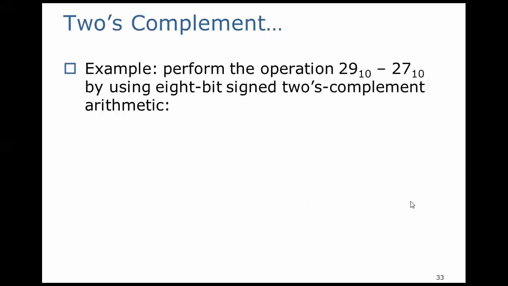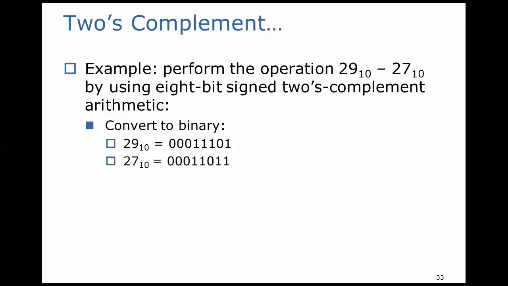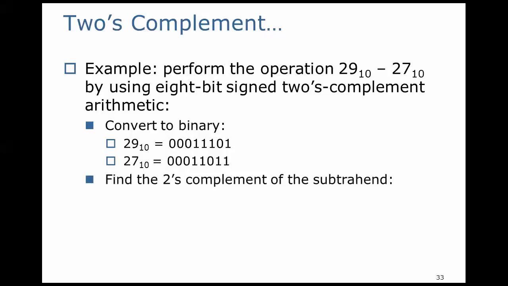Okay, so here's an example. Let's perform the operation 29 base 10 minus 27 base 10 by using 8-bit signed twos complement arithmetic. First we're going to convert both of the numbers to binary, which we've looked at before. 29 base 10 is 0, 0, 0, 1, 1, 1, 0, 1. 27 base 10 is 0, 0, 0, 1, 1, 0, 1, 1. Now we need to take the twos complement of the subtrahend, which is 27.